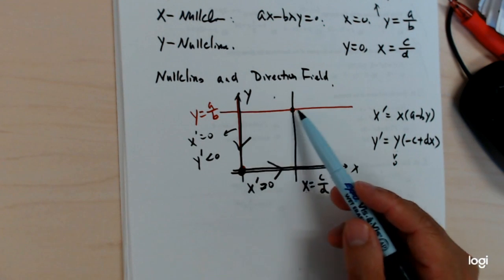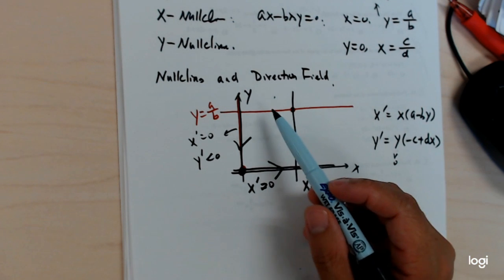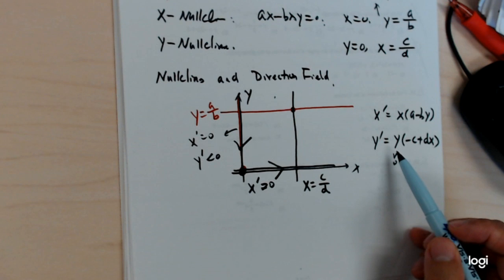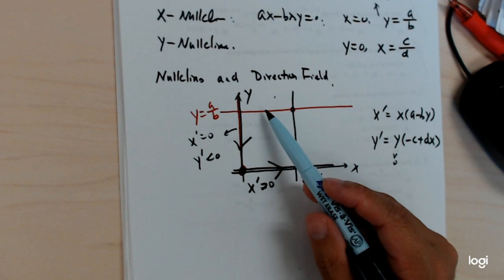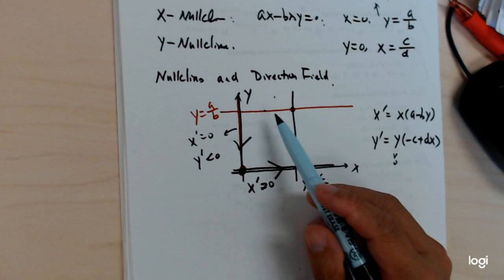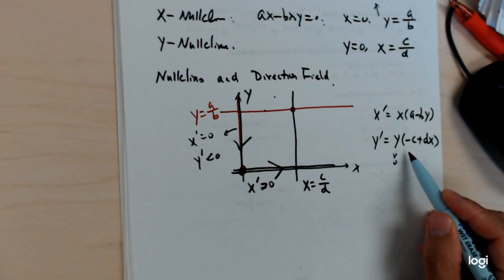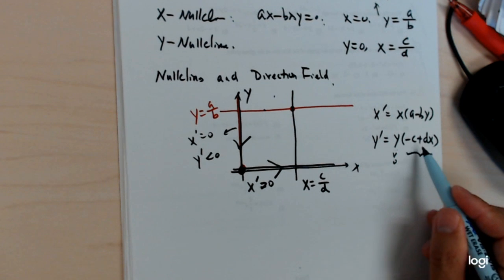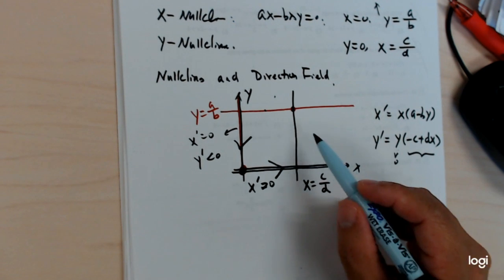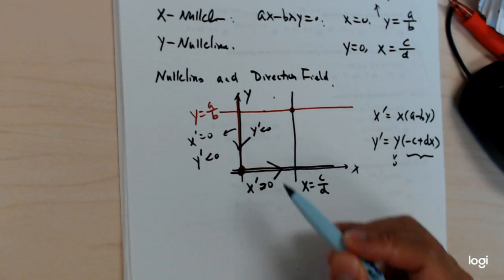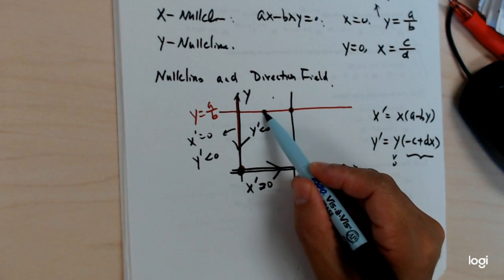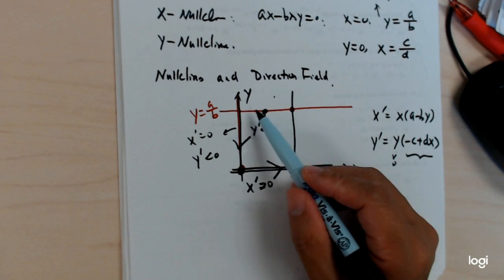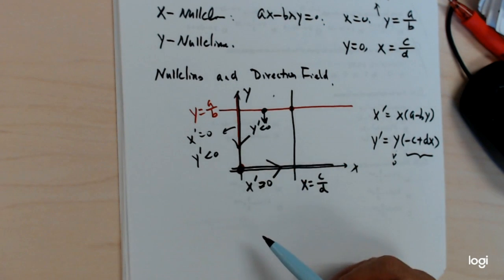Along this x nullcline, this is another x nullcline, y equals a over b. You can check the sign for y prime along this nullcline. Because in this component here, this part, negative c plus dx, will be negative. Y is positive, so that's why y prime will be negative. So you guys can check this out. Check the sign for y prime along this x nullcline here. So the direction field is pointing downward.